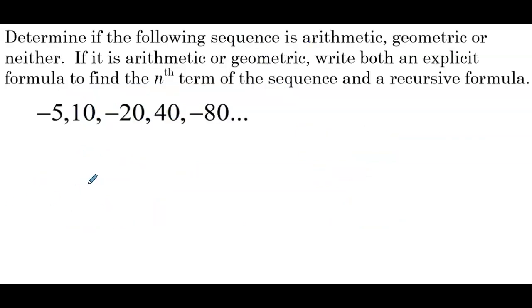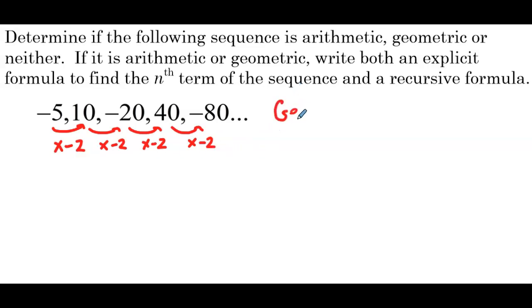Next, the sequence is -5, 10, -20, 40, -80, continuing on. So looking at these terms, it looks like we're multiplying by -2, but let's check. So times -2 would be 10, times -2 would be -20, times -2 would be 40, times -2 would be -80. So we have a common ratio. So this is a geometric sequence with a common ratio of -2.